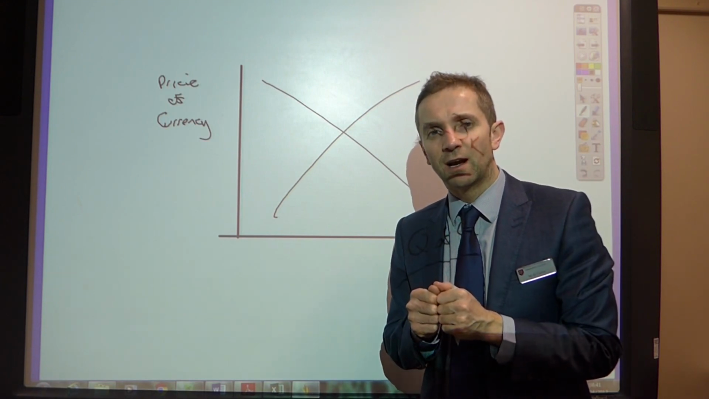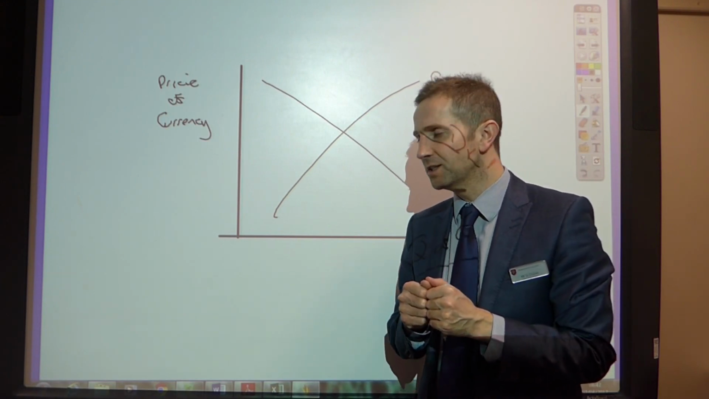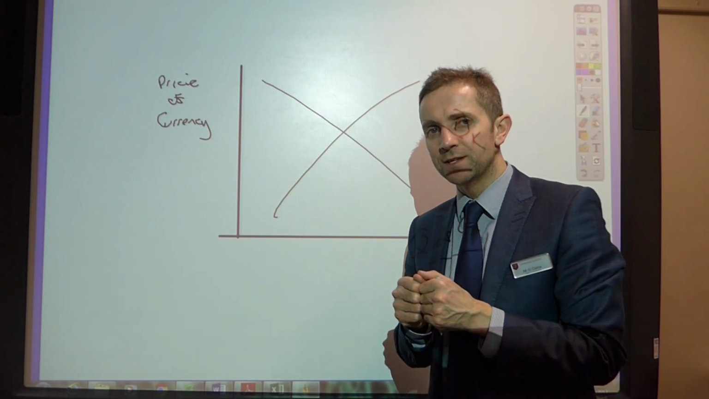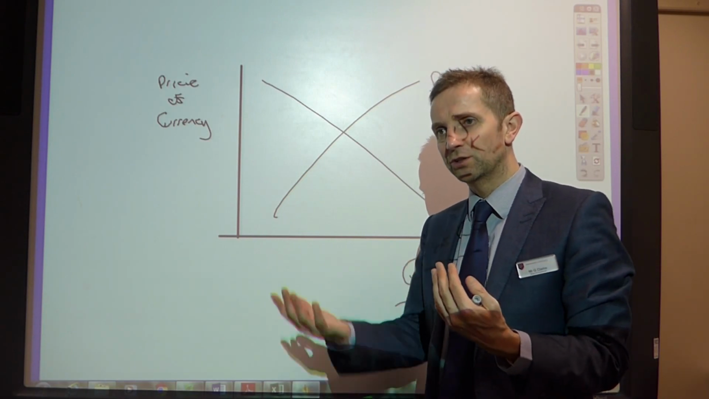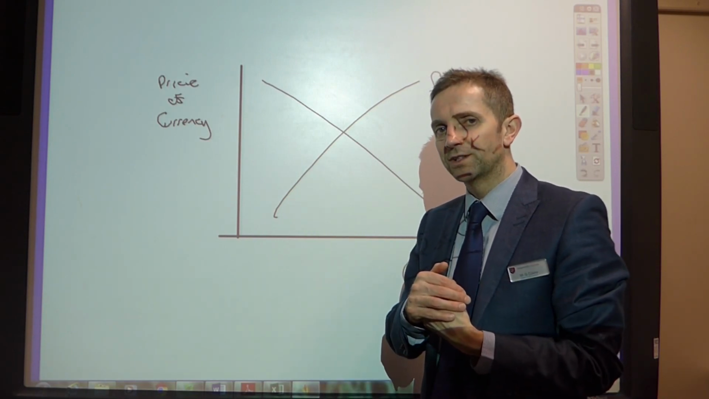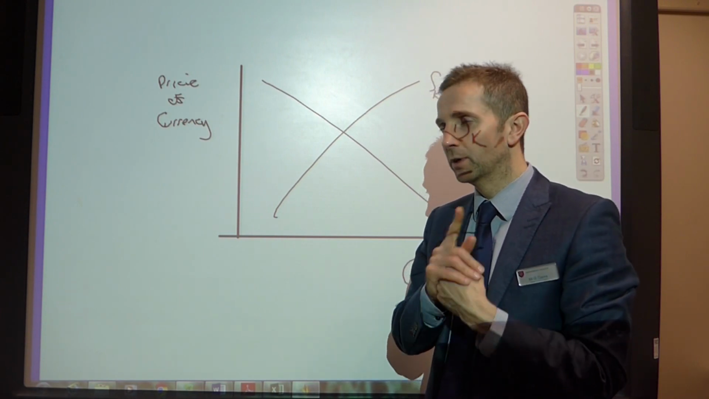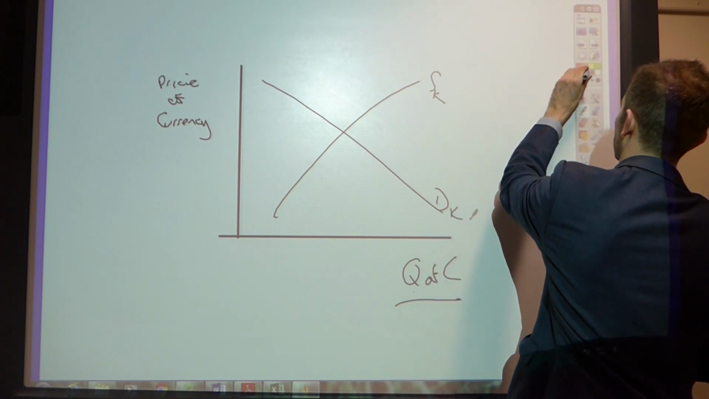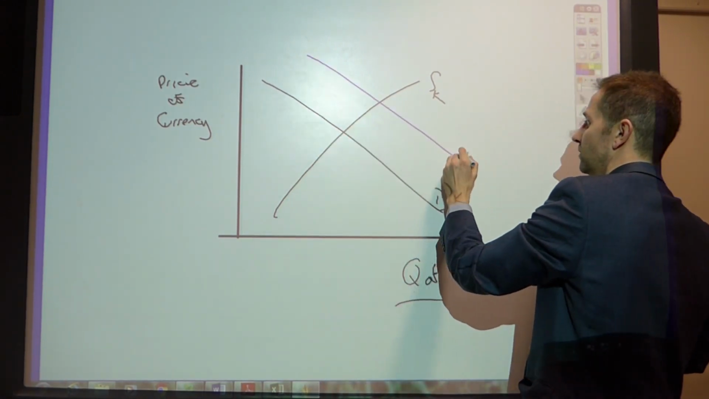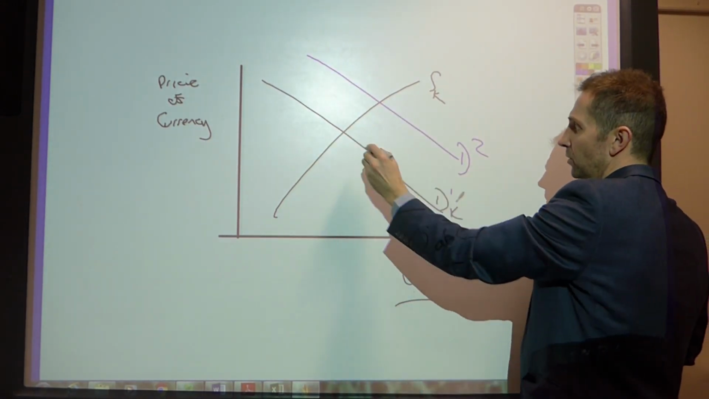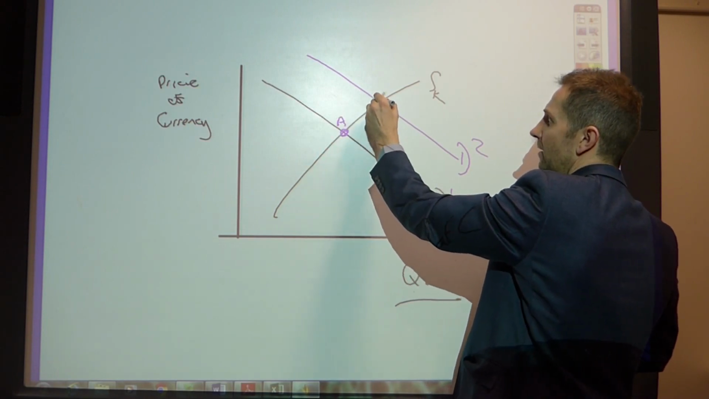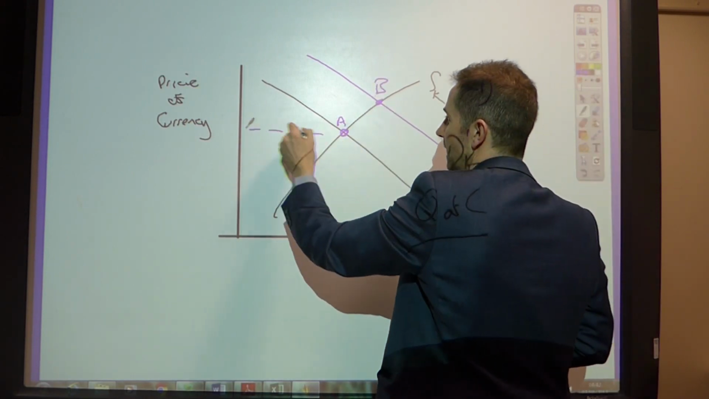What happens in the good times? When the sun is shining, ladies and gentlemen, what happens? Well, the demand for that commodity shoots up. What does that do to the demand for the currency? Well, that also shoots up. So the demand for the currency will be shifting to the right, D1 to D2. So we're moving from equilibrium A to equilibrium B.